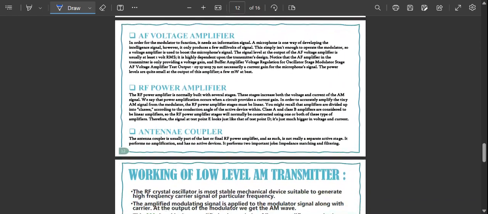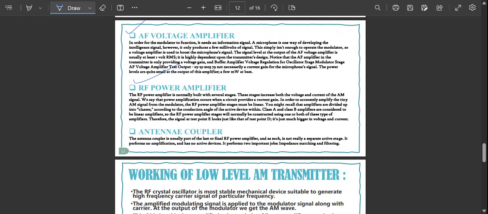RF power amplifier is normally built with several stages. These stages increase both the current and the voltage of the AM signal. We say that the power amplification occurs when a circuit provides a current gain in order to accurately amplify the tiny AM signal from the modulator.